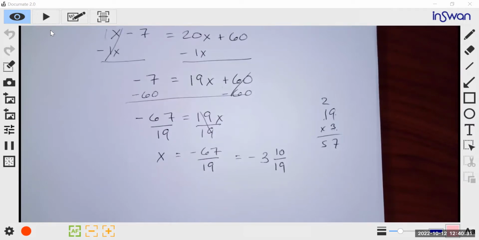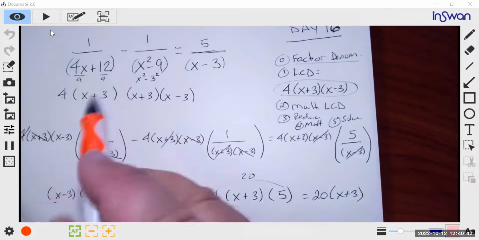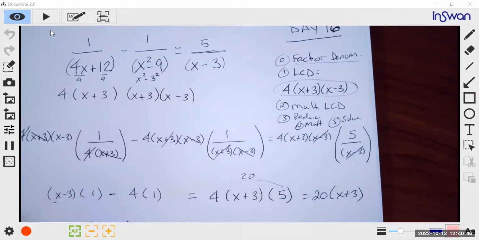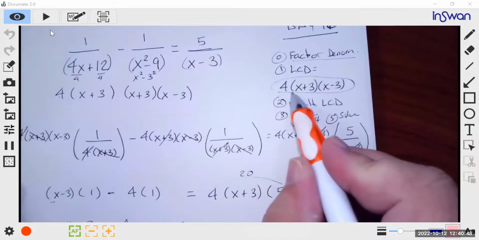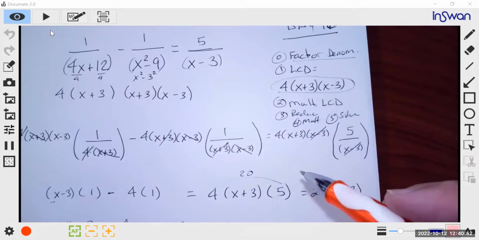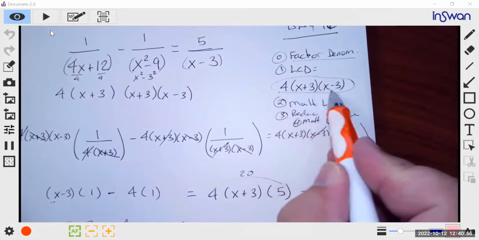Is it a valid answer? How do we know? Well, you could check, but remember last time I told you a shortcut. We could look at the original equation and set these equal to 0 and see, well, we have our LCD. What's the only x's we cannot use? What would make these 0?